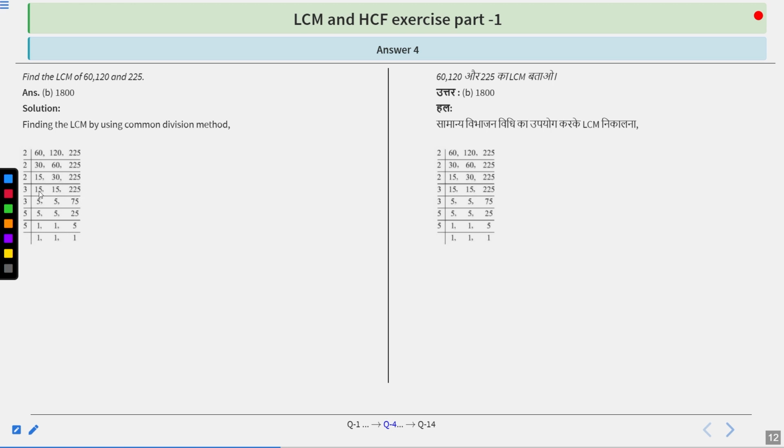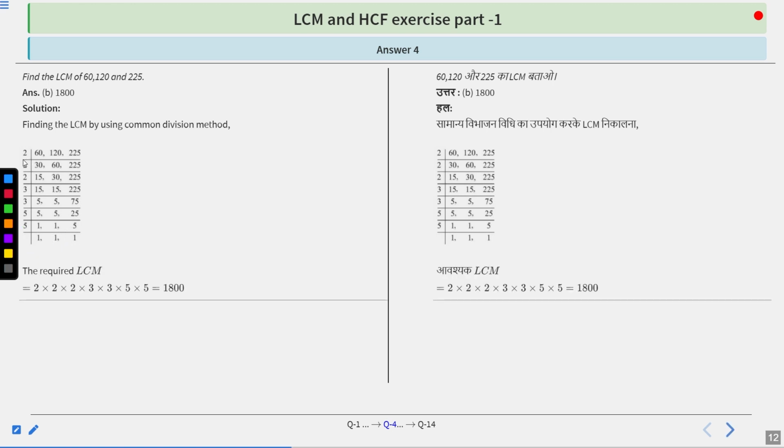Then we will look for another number which can divide maximum of 15, 15 and 225, that is 3. 3 5s are 15, 3 5s are 15, and 3 into 75 is 225. Then again from 3, 5, 5 and 75, 3 into 25 is 75, so 25. After that from 5, 1, 1, 5, and in the last 5, 1, 1, 1. We will divide until we get 1, 1, 1 in the last term.